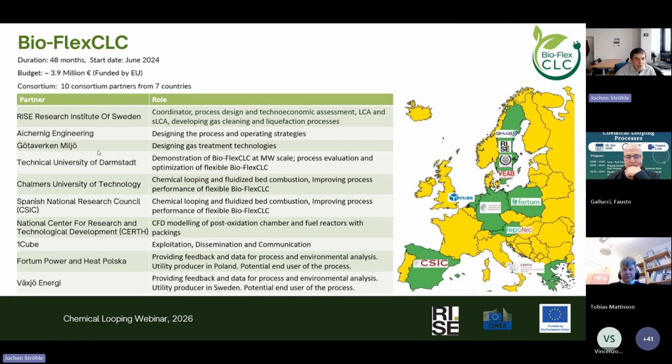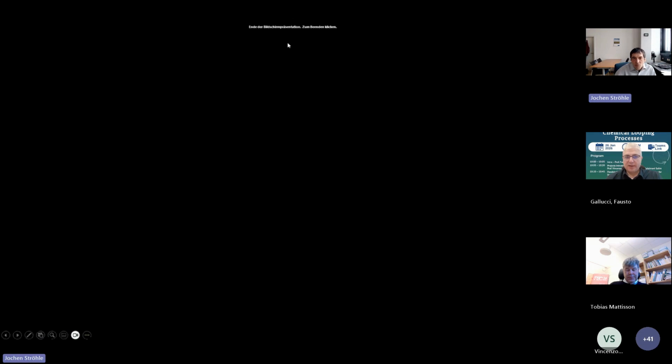We have Götaverken Milieu, they are taking care of the gas treatment. Then we have the universities in Darmstadt, also Chalmers University, doing the testing at pilot scale. Also CSIC from Spain doing testing. We have CERT from Greece doing CFD modeling, OneTube for exploitation, dissemination, communication. Fortum and Vecture, they are two utilities operating heat and power plants. So yeah, that was a brief summary of Bio-MeGaFuel, and then I pass.